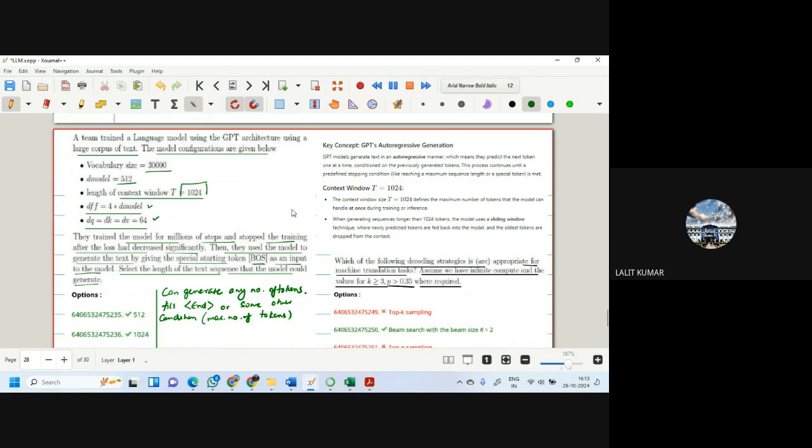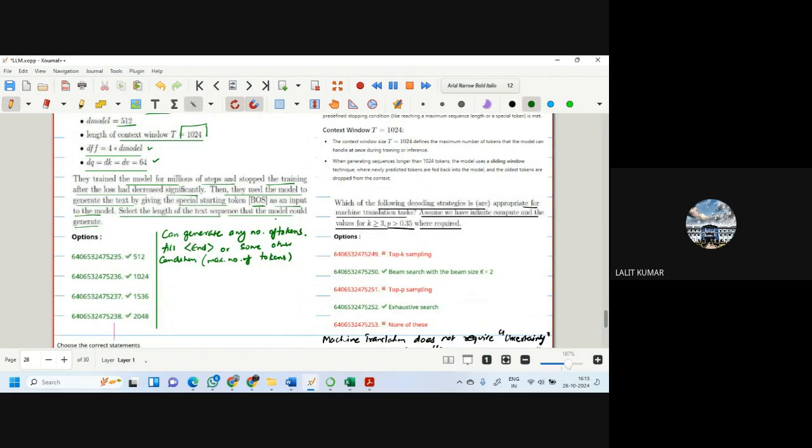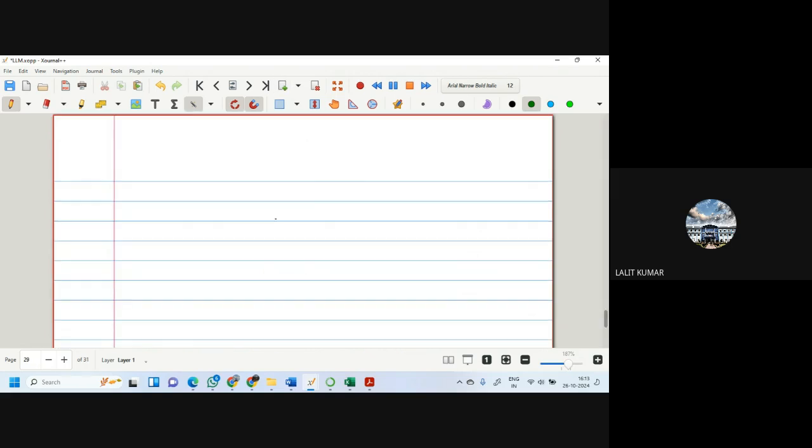So see, this model will keep on generating. It can generate any number. It will keep on generating till your end comes, or you put a condition that maximum length generated I want only, for example, 1000 only, or 2000 only. Otherwise, it will keep on generating, and it has got a sliding concept. So what it does, 1024 is the context size.